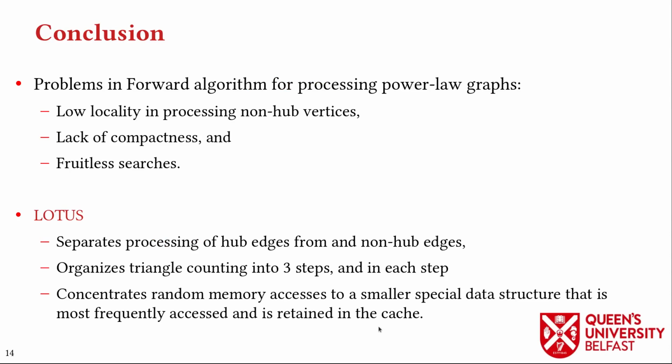Conclusion. We explain three problems in the forward algorithm in processing power law graphs: low locality in processing non-hop vertices, lack of compactness, and fruitless searches. We introduced the LOTUS triangle counting algorithm that separates processing of hop edges from non-hop edges and organizes triangle counting into three steps. In each step, LOTUS concentrates random memory accesses to a smaller special data structure that is most frequently accessed and is retained in the cache.